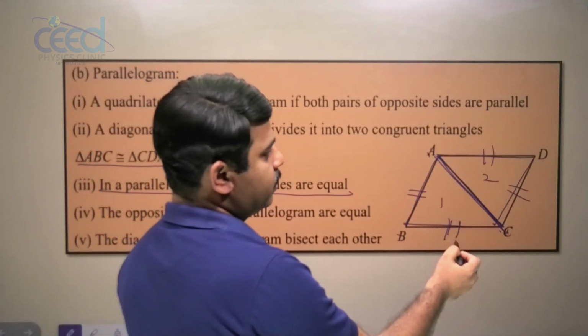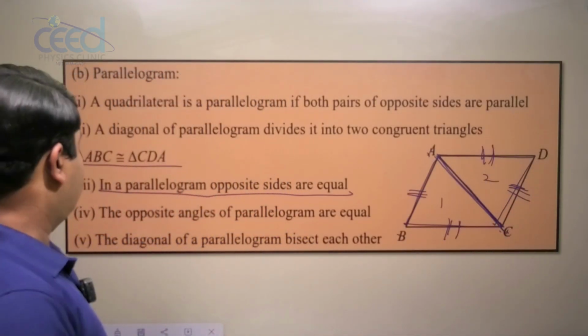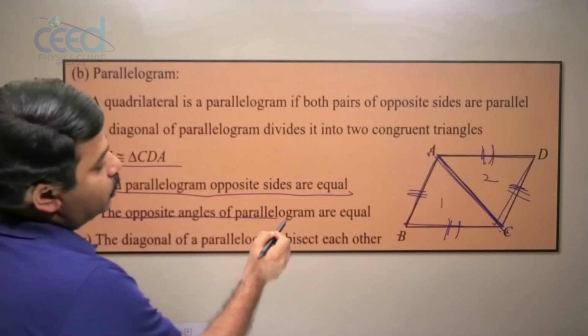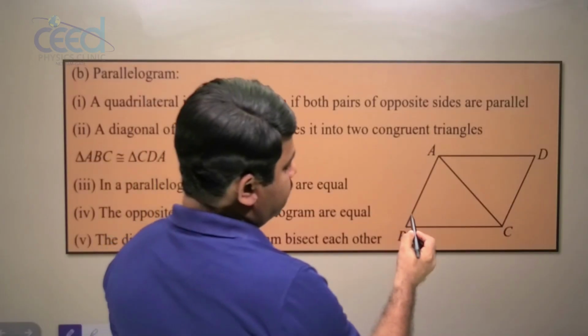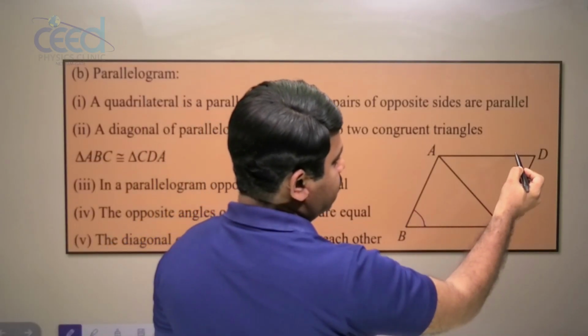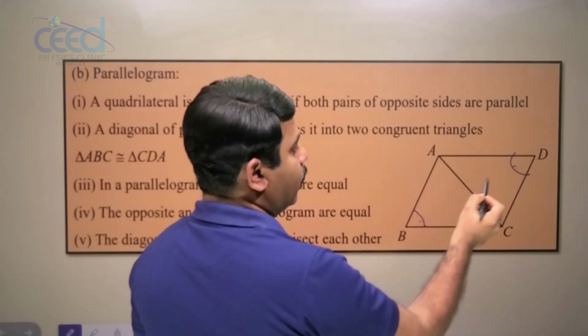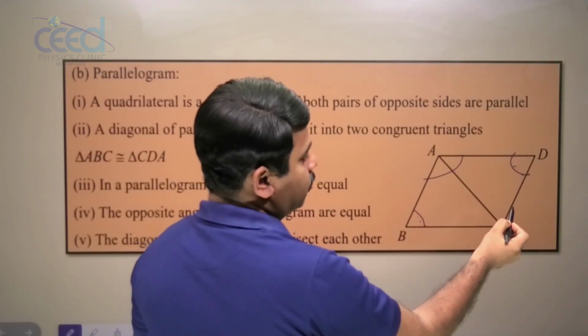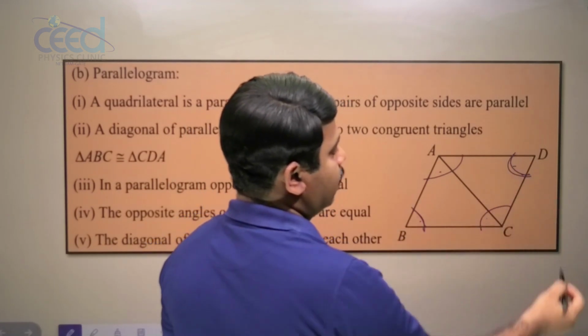Already we saw this side is equal to this side. The opposite angles of a parallelogram are equal, very important. See this angle, this is one angle, this is its opposite angle. These angles are equal, right. Similarly, in this pair, this angle is equal to this angle.